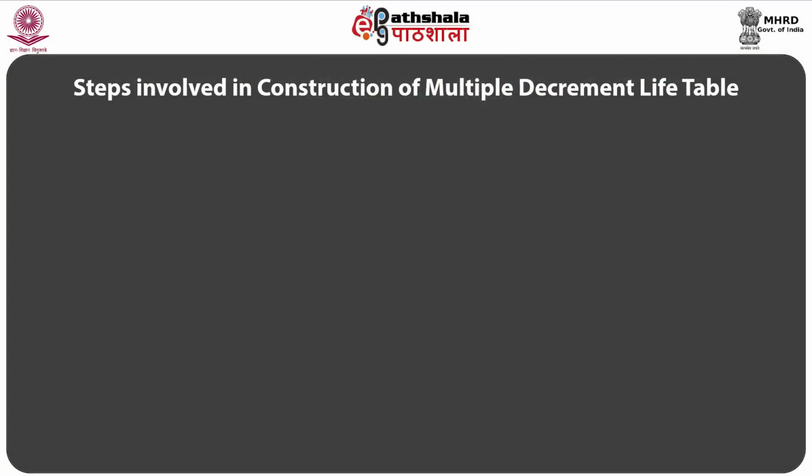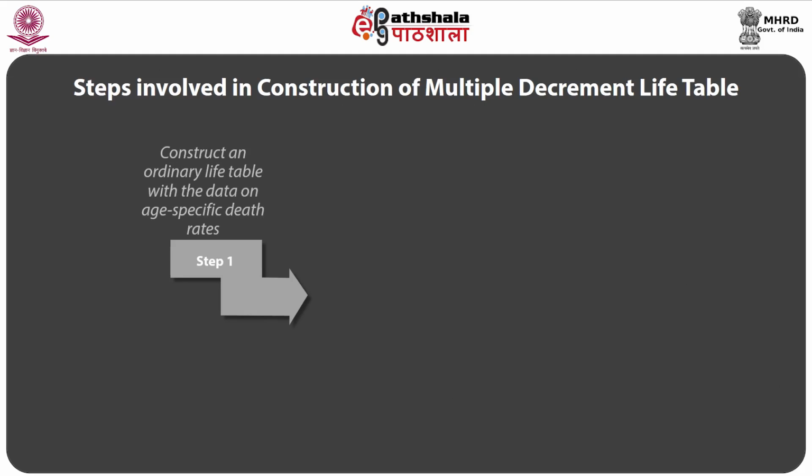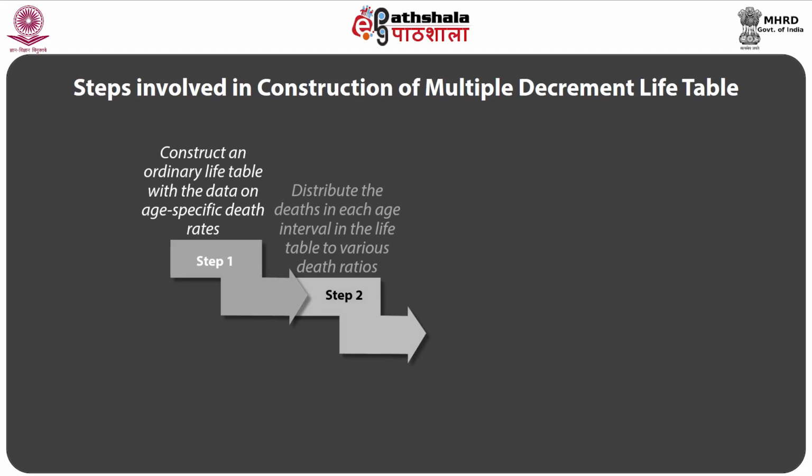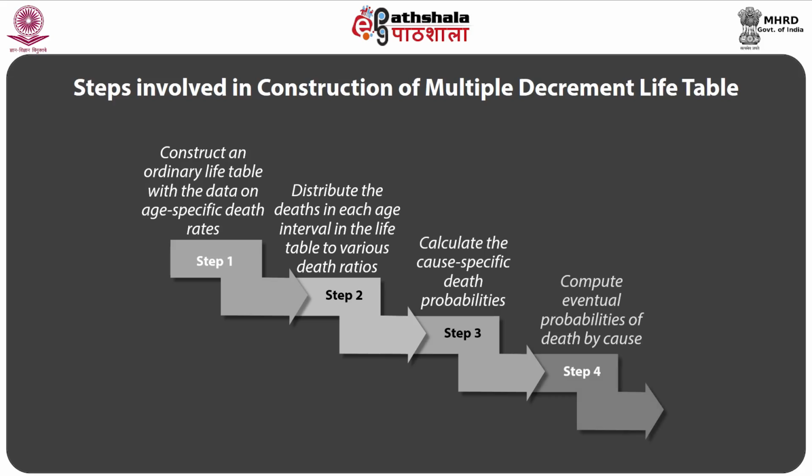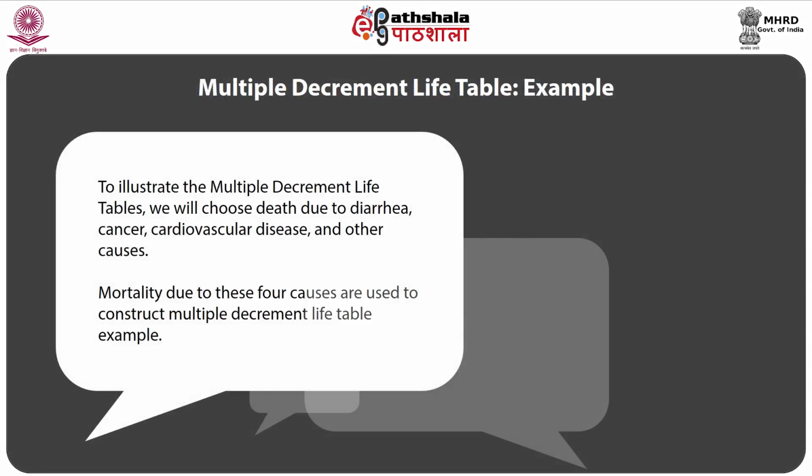Steps involved in construction of multiple decrement life table. Step 1. Initially, construct an ordinary life table with the data on age specific death rates. Step 2. Distribute the deaths in each age interval in the life table to various causes using the age cause specific death ratio. Step 3. Calculate the cause specific death probability. Step 4. Cumulate deaths by cause in the life table to compute eventual probabilities of death by cause. Multiple decrement life table example.